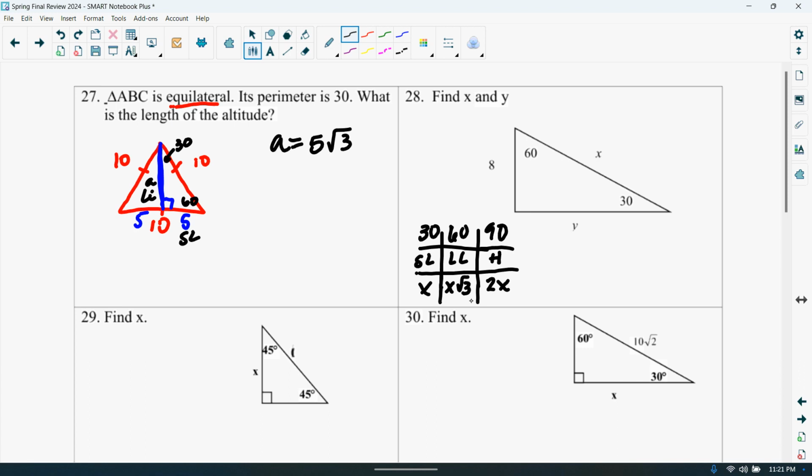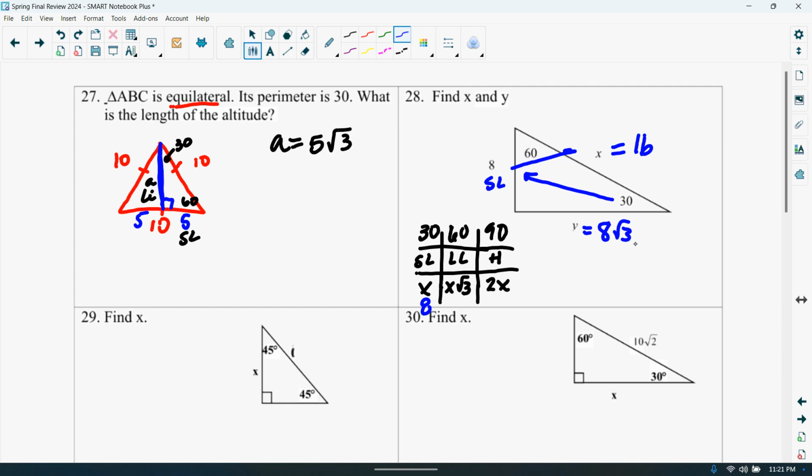So if I'm plugging in based on what I'm given here, I'm given the short leg, which is my 8 here. Remember, if I go small to big, anytime I'm going to a bigger side, I'm multiplying. So if I double my 8 here, my X here is just 16. My Y would just be 8 root 3.